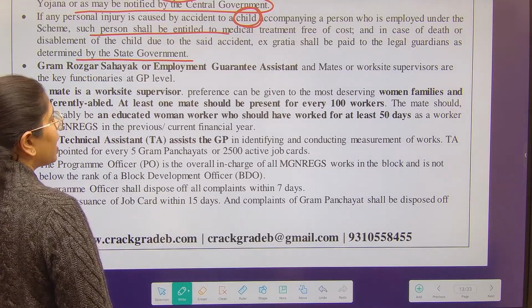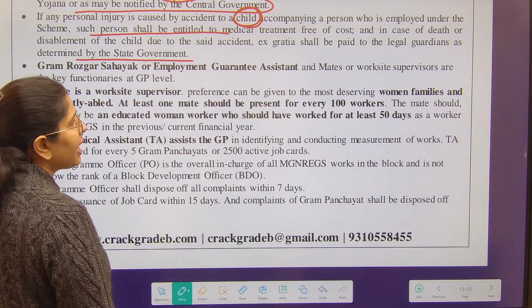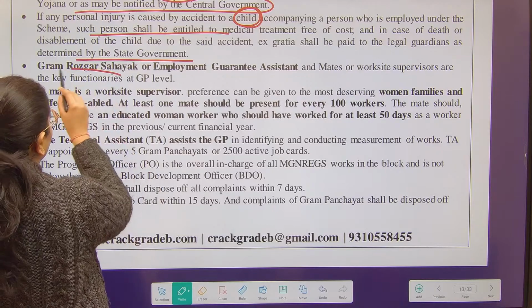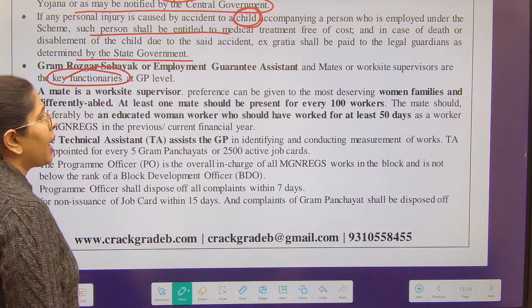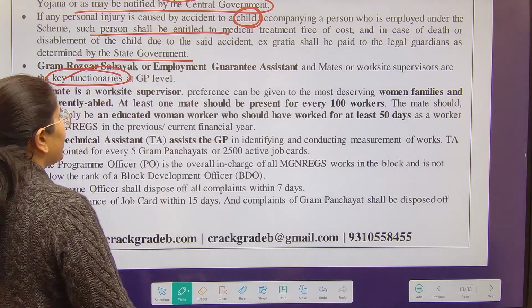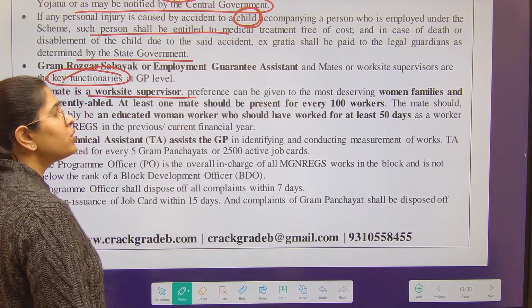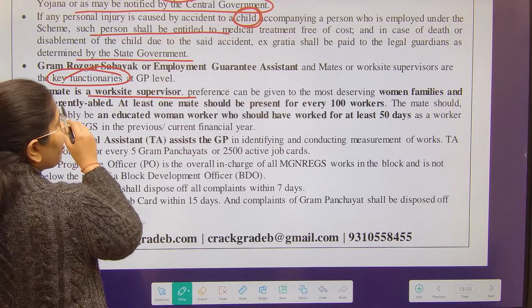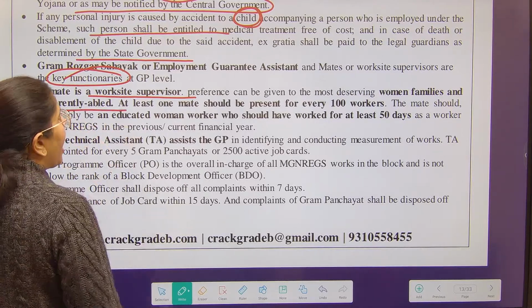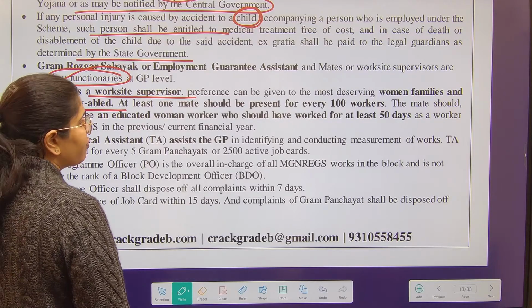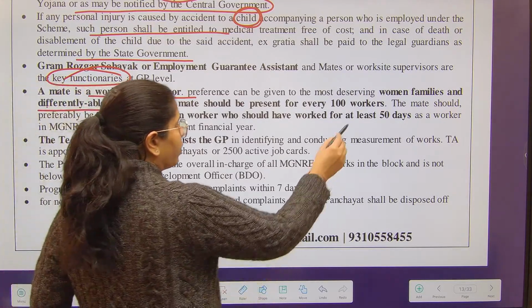Now, Gram Rozgar Sahayak, or the employment guarantee assistants, and mates, or worksite supervisors, are the key functionaries at the Gram Panchayat level. A mate is a worksite supervisor. Preference can be given to the most deserving women, families and the differently abled. At least one mate should be present for every 100 workers.